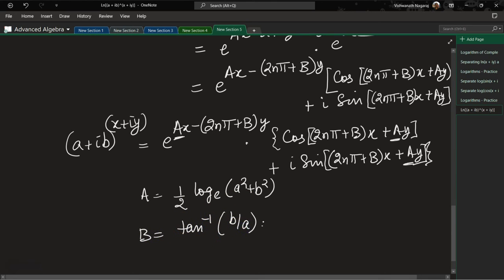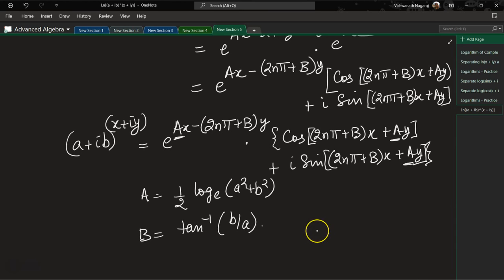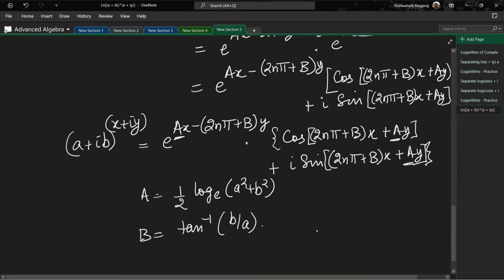So we have seen how we can represent the log of a complex number to the power of a complex number, and we have seen how we can separate the real and the imaginary part. That's it. Bye.